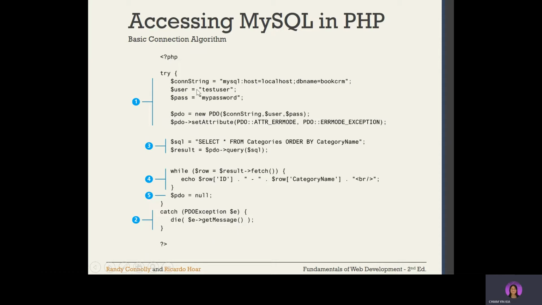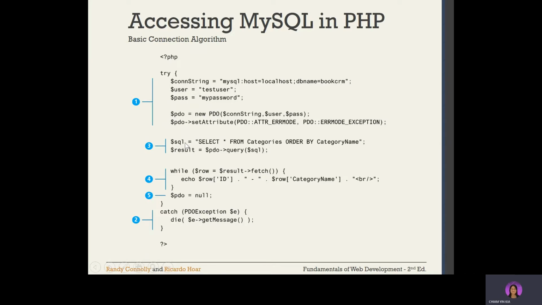Let's say when we try to connect to the database, it doesn't work. The message will be retrieved based on what kind of error, what kind of exceptions, we have retrieved from the connection. So this is step 1. This is step 2, handle connection error. Step 3, we want to execute the SQL query.